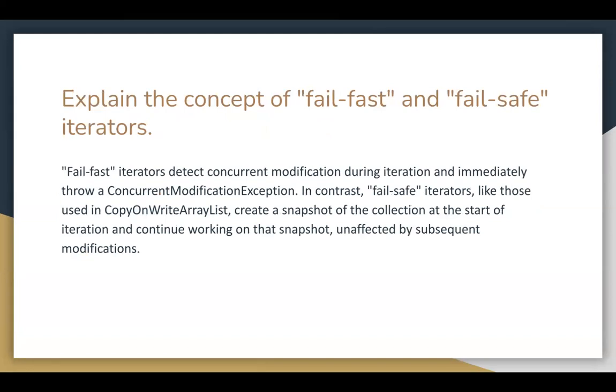Explain the concept of fail fast and fail safe iterators. So the fail fast iterators detect concurrent modification during iteration and immediately throw the concurrent modification exception. In contrast, fail safe iterators, like those used in copy on write array list, create a snapshot of the collection at the start of iteration and continue working on that snapshot, unaffected by subsequent modification. So normally in case of an array list, if you want to modify any existing element while iterating through the elements, it will throw the concurrent modification exception, while it will not throw the concurrent modification exception in case of copy on write array list.